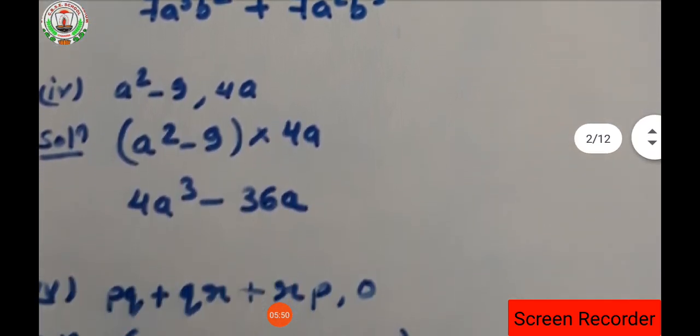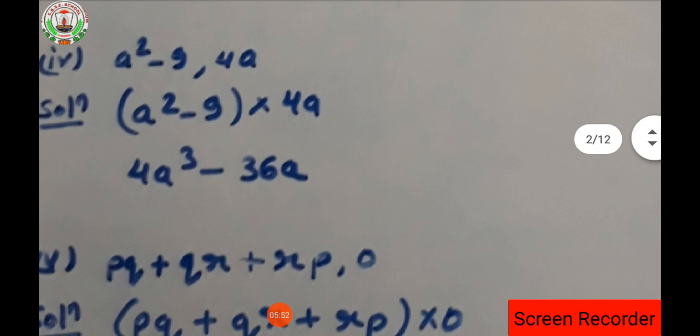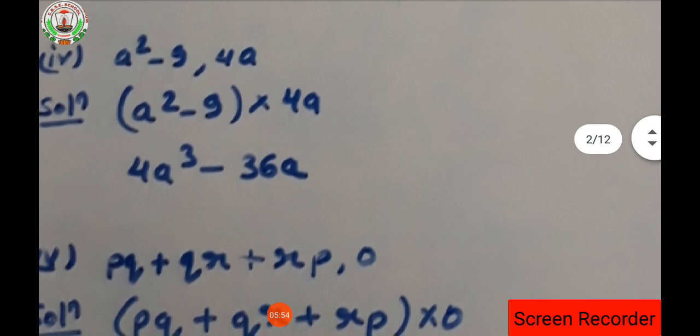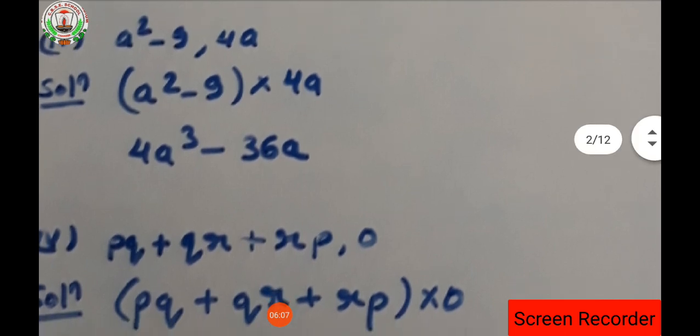Clear? Next one, fourth part, a square minus 9 into 4a. So 4a will be multiplied with a square, it will become 4a cube, minus 4 into 9 will be 36. Okay, plus and minus will be minus itself, and a will remain as it is.